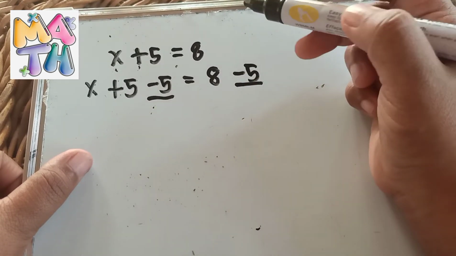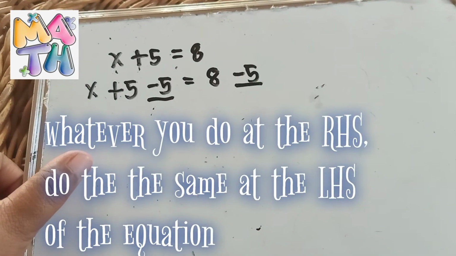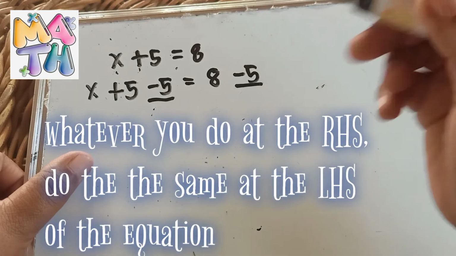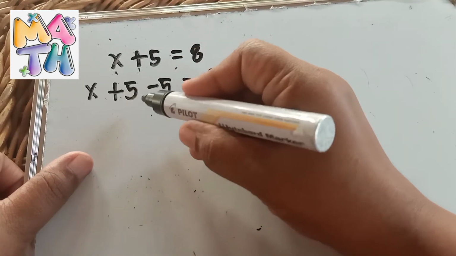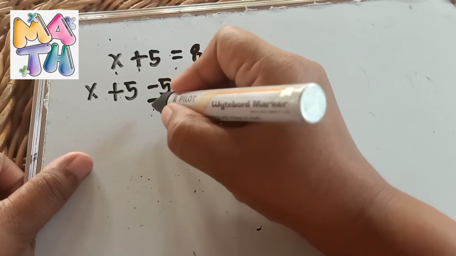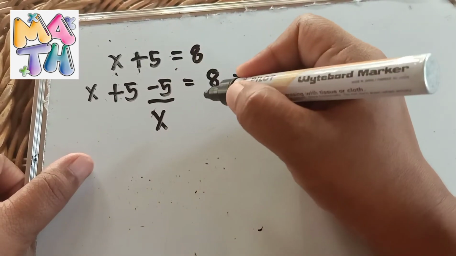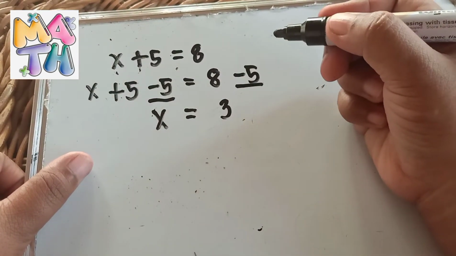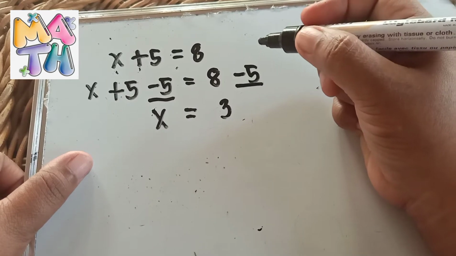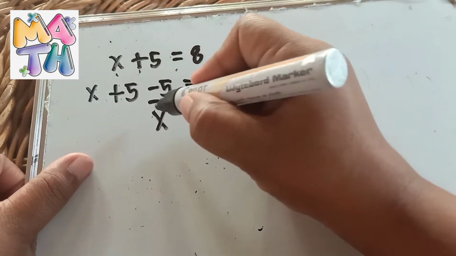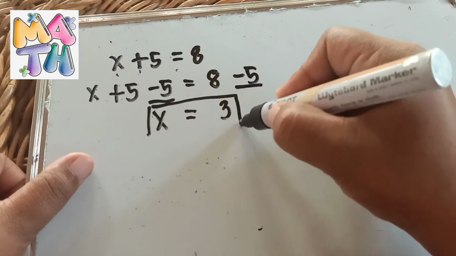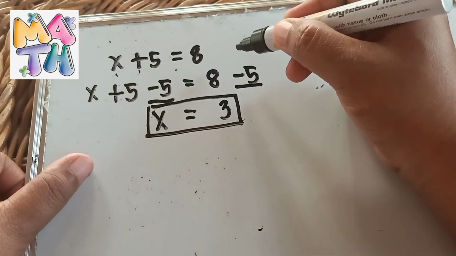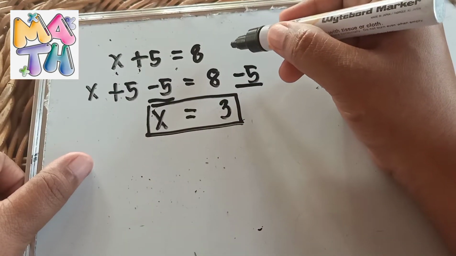Always remember, whatever you do at the right-hand side, that is what you're going to do also at the left-hand side. So, x plus 5 minus 5, 5 minus 5 here is 0, so what is left is just x, equals 8 minus 5 is 3. I know you already had 3 in mind, and that is really correct. So, x here is equal to 3, which makes x plus 5 equals 8 a true equation.